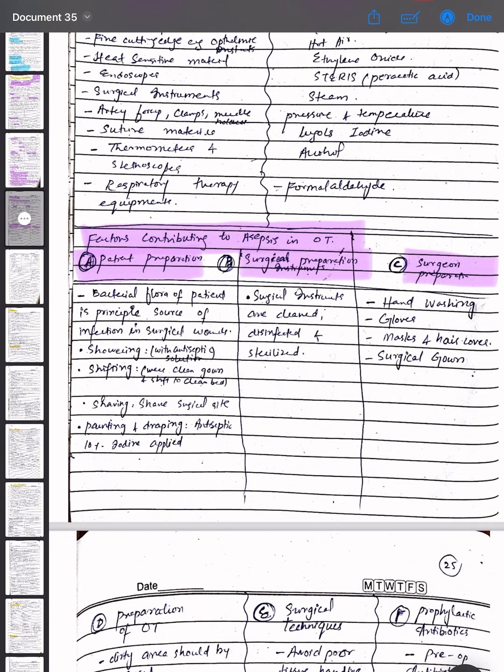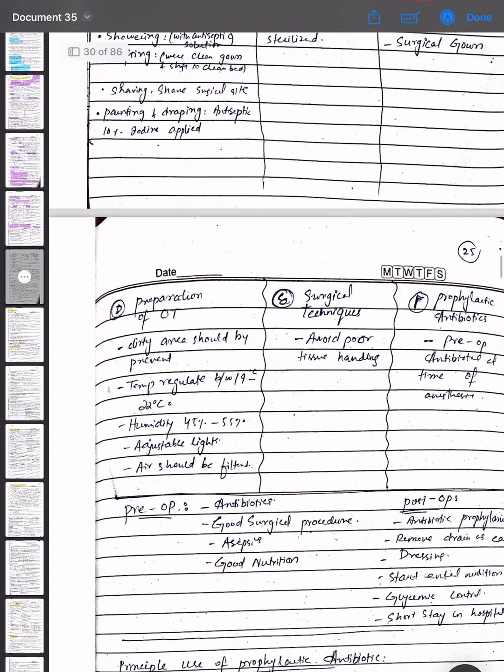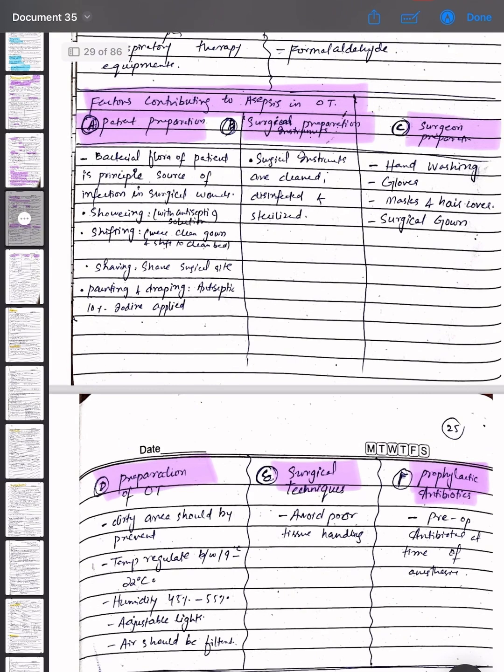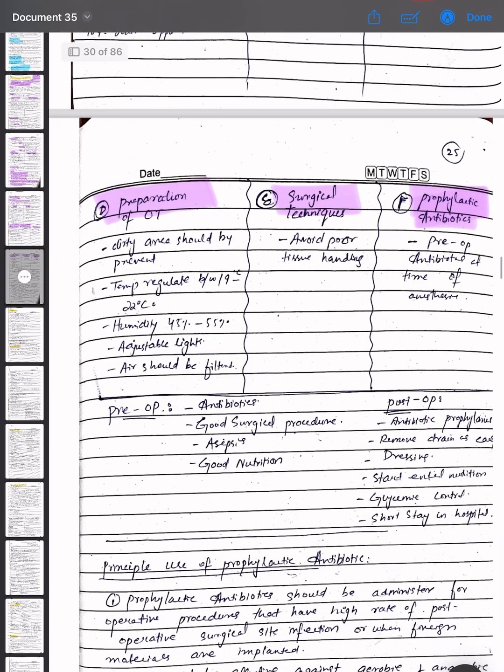Okay, the fourth one is preparation of OT, surgical techniques and prophylactic antibiotics. These are also factors contributing to asepsis in OT. Preparation of OT: dirty areas should be prevented. Temperature regulated between 19 degrees C to 22 degrees C. Humidity 45% to 55%.